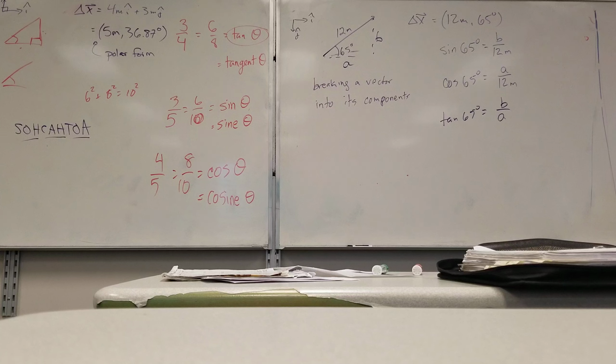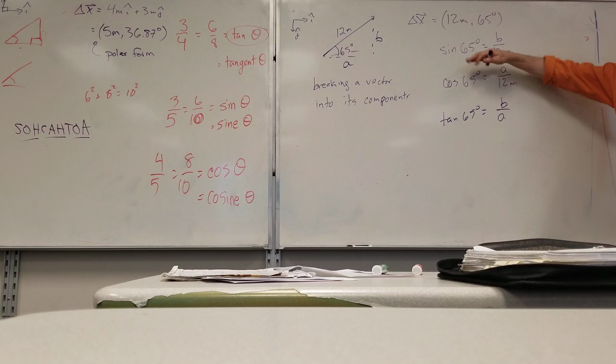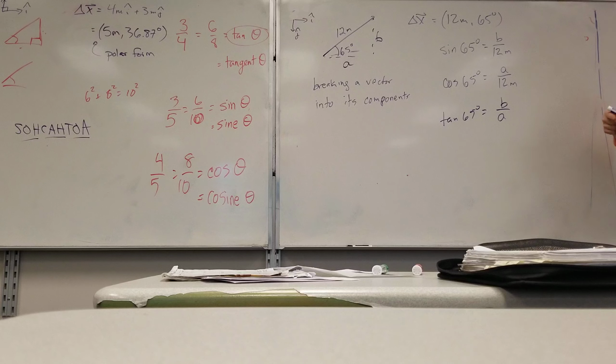Start with B. Sine and cosine. Yeah. Start with B, so I think you were suggesting B. Yeah, you would do sine first. So solving for B, I've got this thing I need to get rid of, so I multiply both sides by 12 meters. And so B is just 12 meters times the sine of 65 degrees.